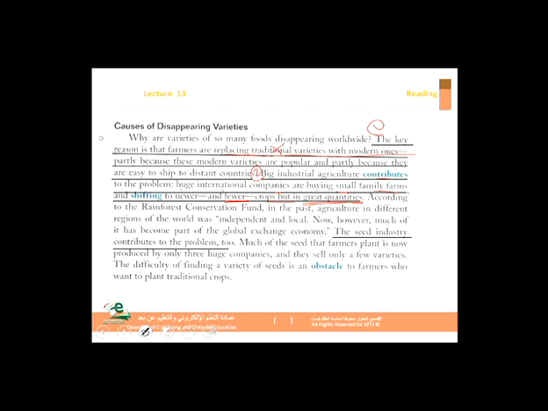According to the Rainforest Conservation Fund, and so on. Okay, that's an example. And then here, that's number 3. The seed industry contributes to the problem too. So this is the seed industry, seeds that you plant. And then this explains what that means, basically. All right, so there are only 3 companies selling seeds. So that adds to the problem, contributes to the problem.